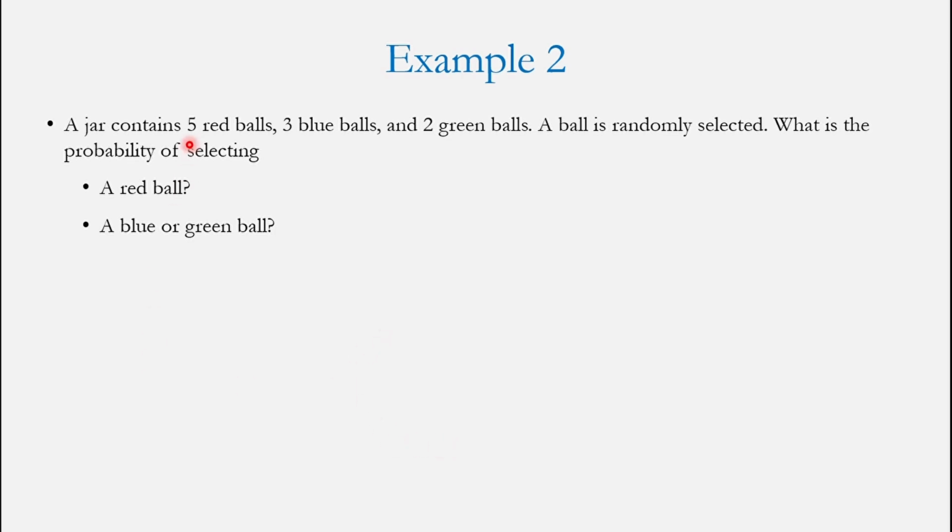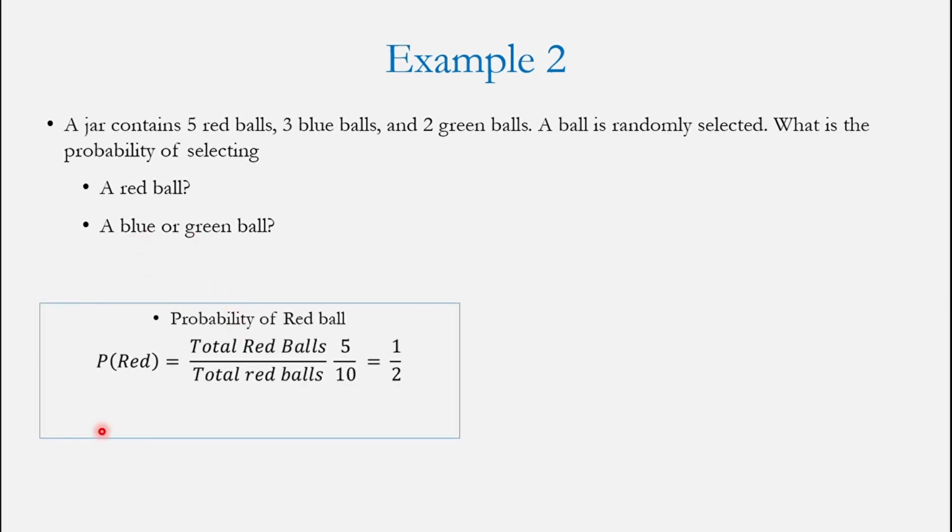The second example, we have a jar with 5 red balls, 3 blue balls, and 2 green balls. A ball is randomly selected. What is the probability of getting a red ball? And also, what is the probability of getting a blue or green ball? So in the first example, it's just straightforward. You just take the total number of red balls divided by the total number of balls, giving us half.